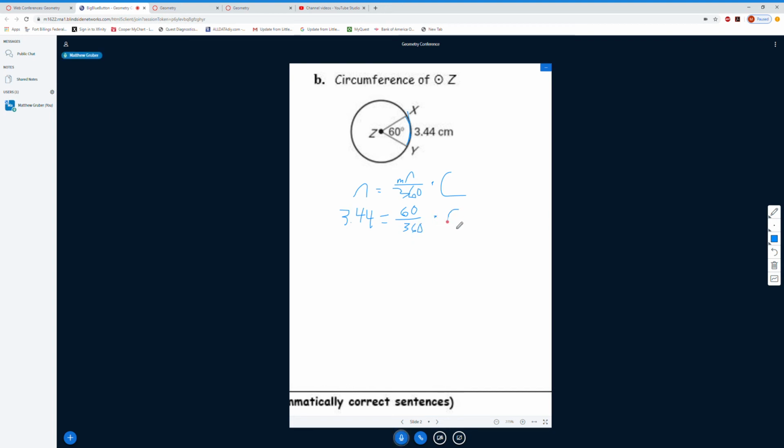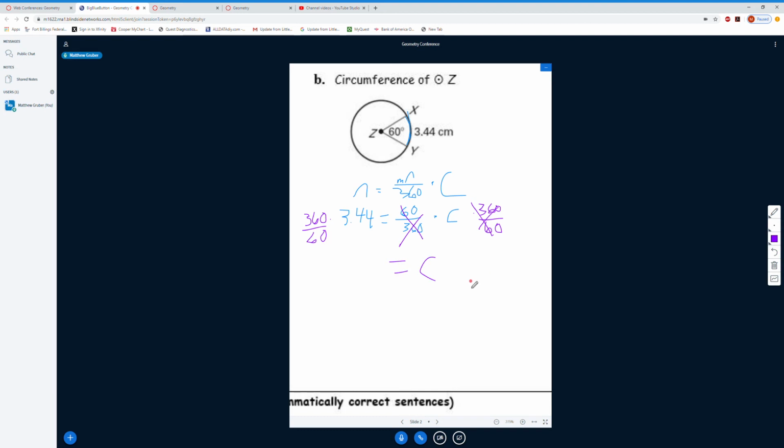So all I need to do to solve for C is multiply both sides by 360 to get rid of that 360 on the bottom, right? So multiply by 360. And then divide both sides by 60. So essentially, if this is a fraction, I'm multiplying both sides by the reciprocal. That's how you solve an equation with a fraction. If you multiply both sides by the reciprocal, that cancels that out.